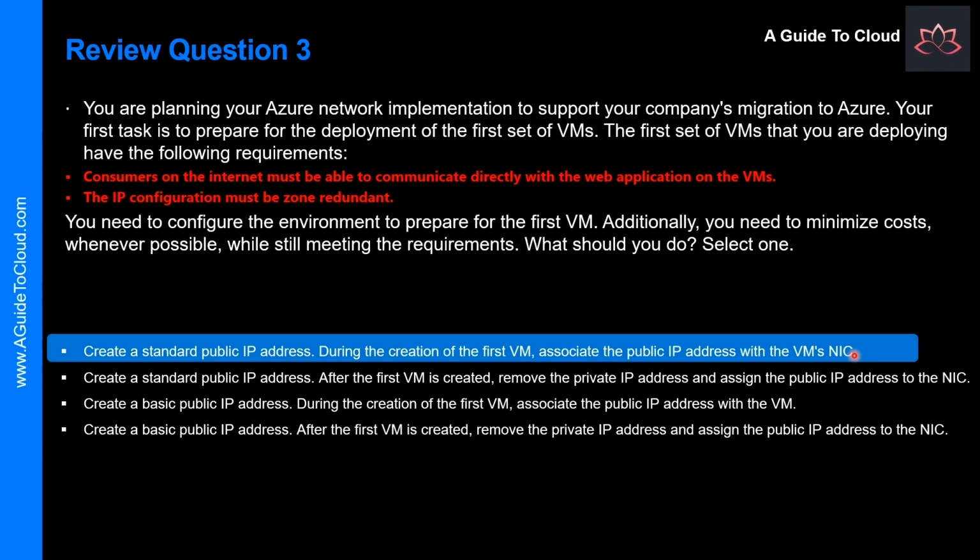Absolutely correct. So to meet the requirement of communicating directly with the consumers on the internet, you must use a public IP address. And to meet the requirement of having a zone redundant configuration, you must use a standard public IP address. And of the answer choices, only the answer that creates the standard public IP address first, then associates it during the VM creation, meets the requirement.